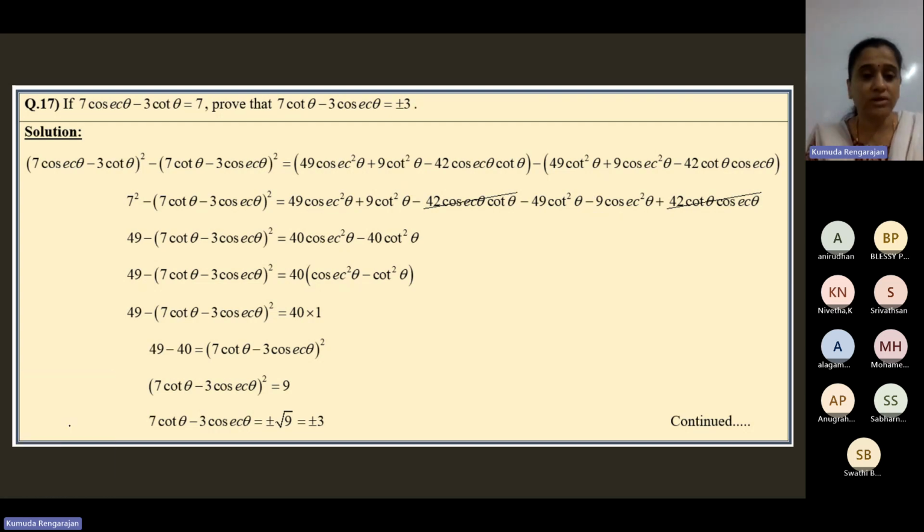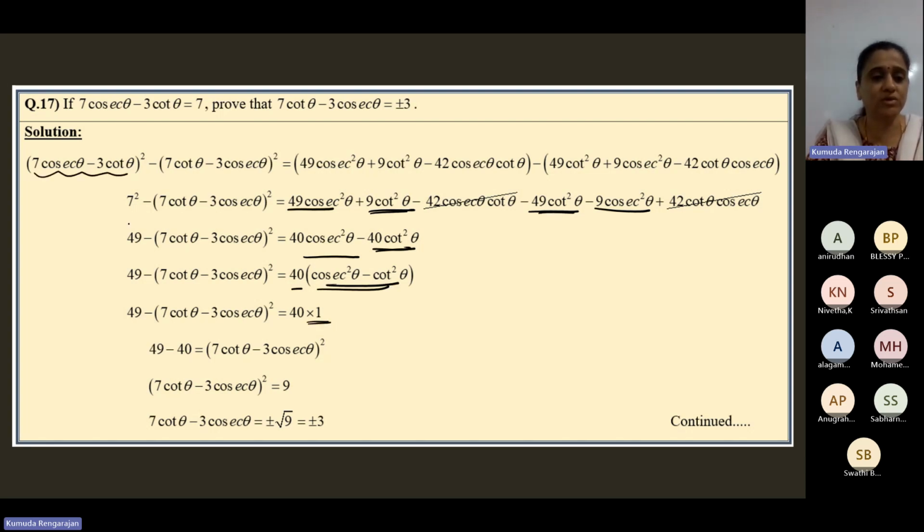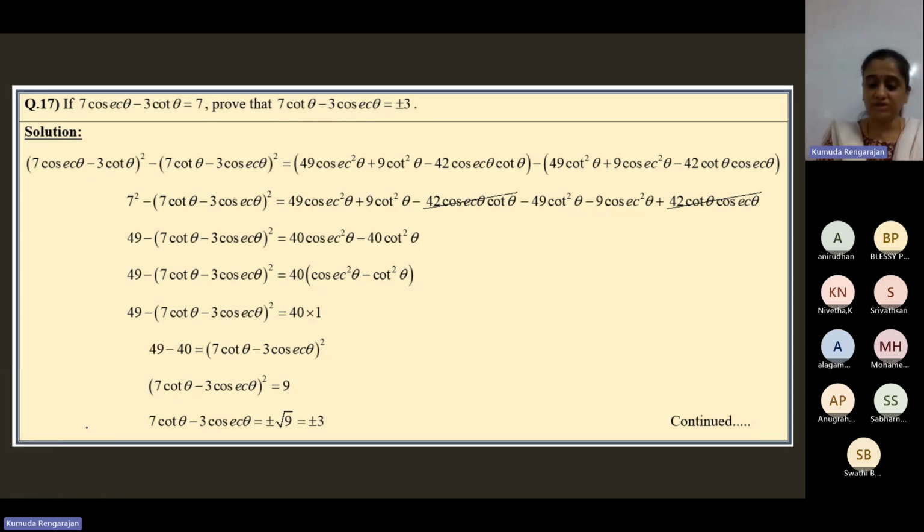See here. You can even subtract 49 cosecant square theta minus 9 cosecant square theta. So 40 cosecant square theta plus 9 cot square theta minus 49 cot square theta. So minus 40 cot square theta. So 40 common, cosecant square theta minus cot square theta is 1. And here you know the value of this expression. So substitute. On working this, you will be able to show that this one is equal to plus or minus 3. Please check. Ask me if you have any questions, please.